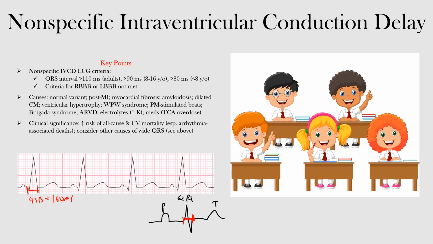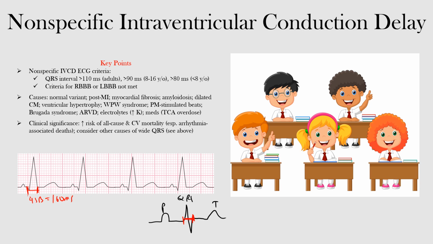So what are some causes of this? Nonspecific intraventricular conduction delay may be seen after large myocardial infarctions, such as in the region where there's now necrotic tissue that's taken over. Other causes that may produce widening without changes in the QRS complex appearance, meaning no waveform abnormalities, would include myocardial fibrosis, amyloidosis, dilated cardiomyopathy, and ventricular hypertrophy.